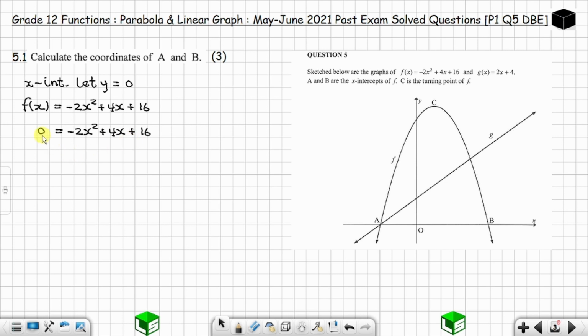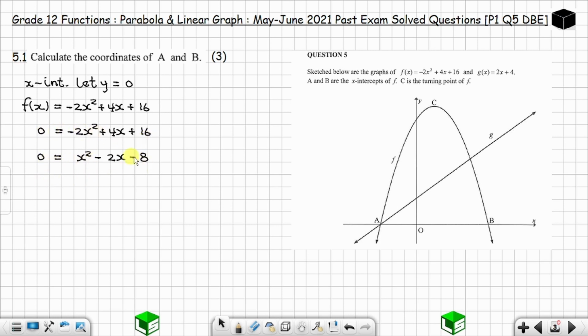Okay, and now what you can do is divide by -2 so that you can have 1 as a coefficient there. So you divide 0 by -2, it gives you 0 equal to, you divide by -2, you get 1, so 1 times x squared, it's x squared. You divide this +4 by -2, you get 2x, and this +16 by -2, you get -8. So you divide by -2 throughout, and you have this.